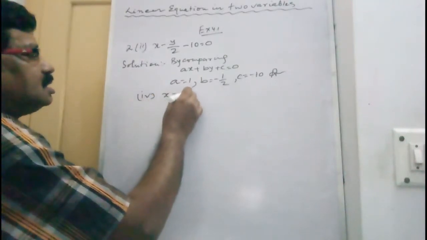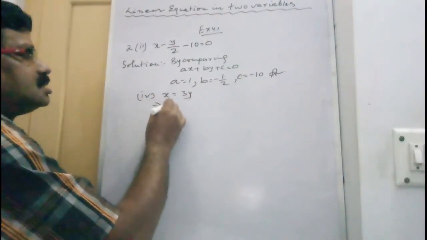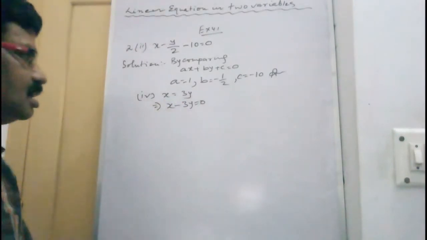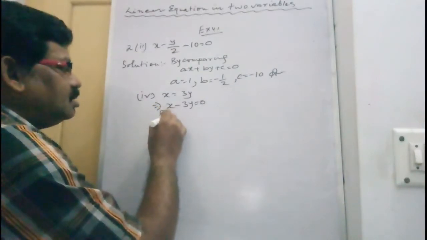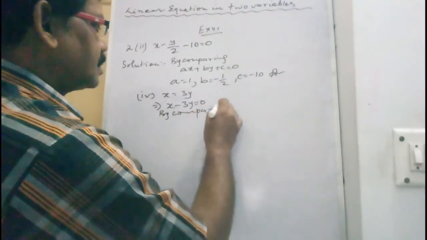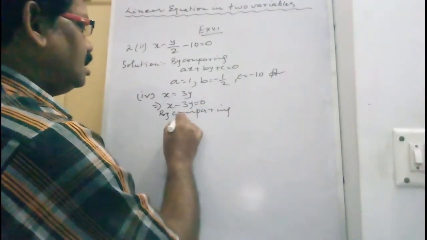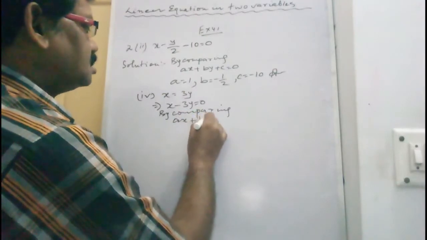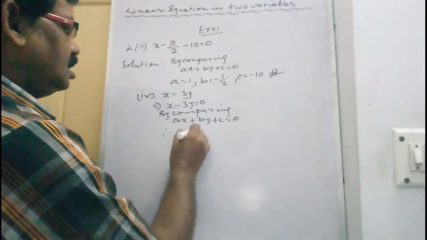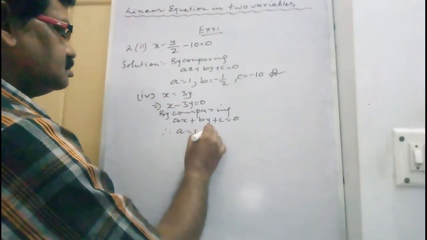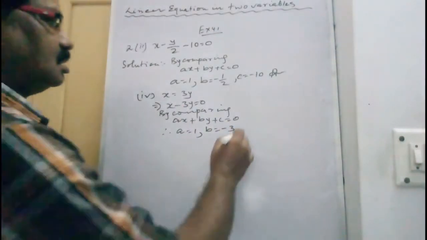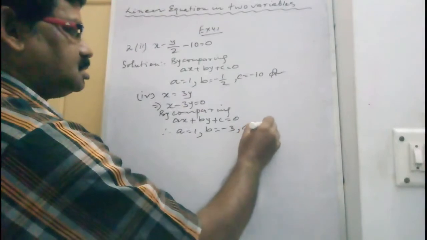x equal to 3y. So this can be written x minus 3y equal to 0. Now by comparing with ax plus by plus c equal to 0, a equal to 1, b equal to minus 3 and c equal to 0.